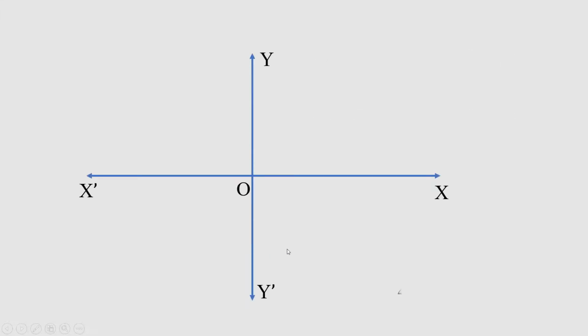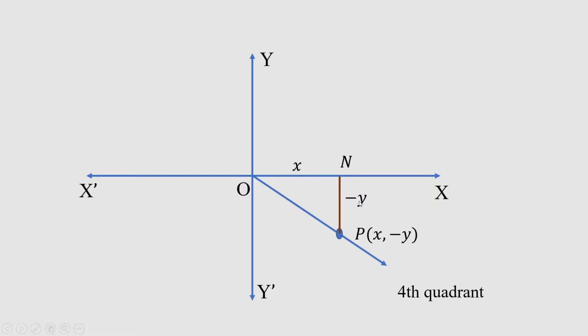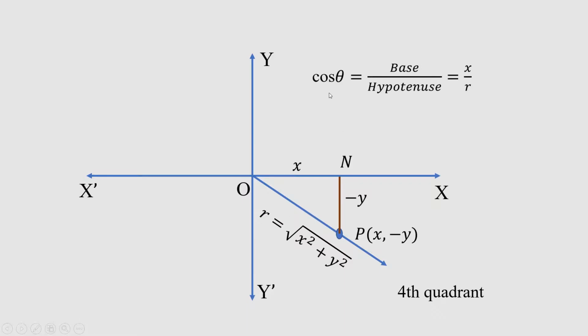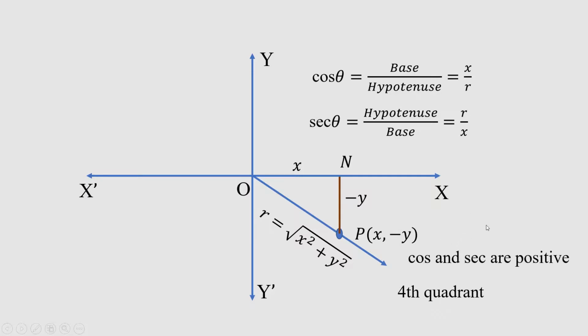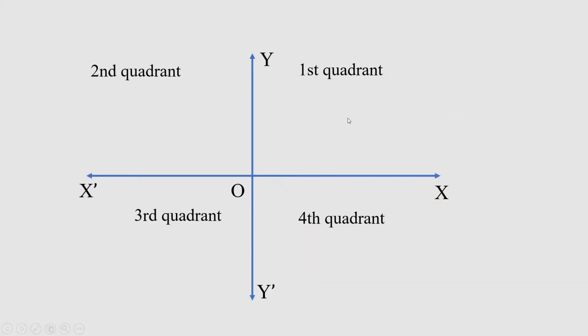Now in the fourth quadrant, here base is positive, perpendicular is negative. So ratios between base and hypotenuse will be positive. Therefore cos theta is equal to x by r, a positive ratio, and sec theta is equal to r by x, also positive. So in the fourth quadrant, cos and sec are positive here. Okay. Now conclusion. In the first quadrant, all are positive.